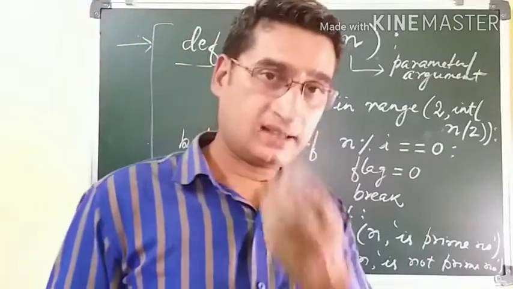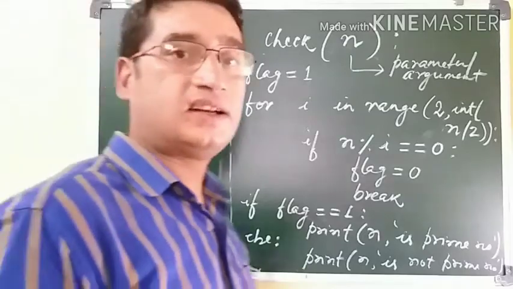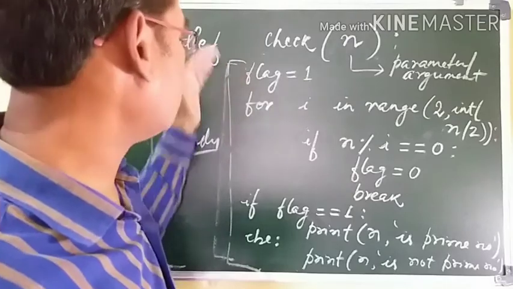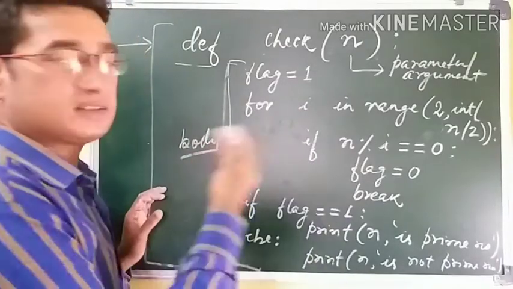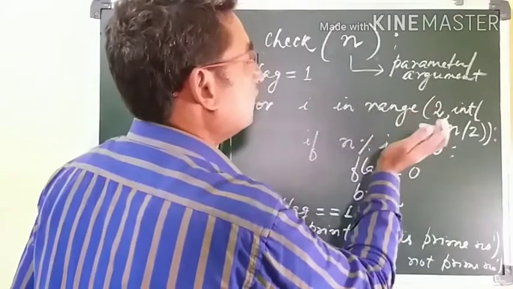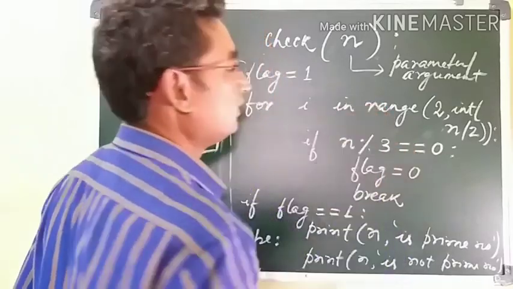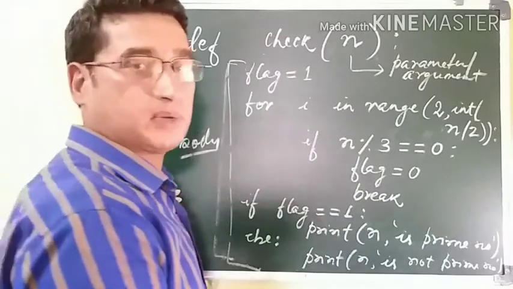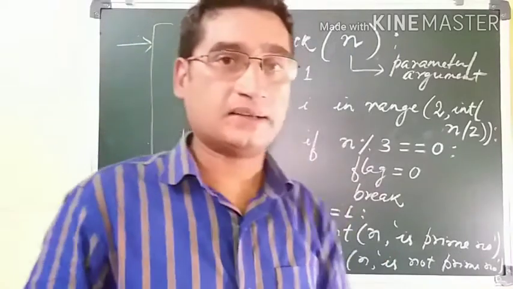Second advantage was that error correction and detection will become easier. If you have written a function to check whether a number is a prime number or not, and you have written a wrong process, suppose here you have written 3, means this process is wrong. Using this process you cannot find whether any number is a prime number or not, and you have written the same process 10 times.